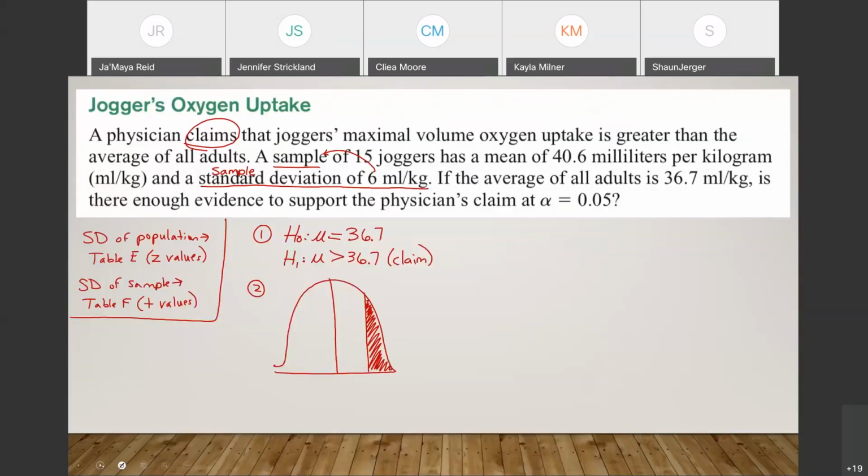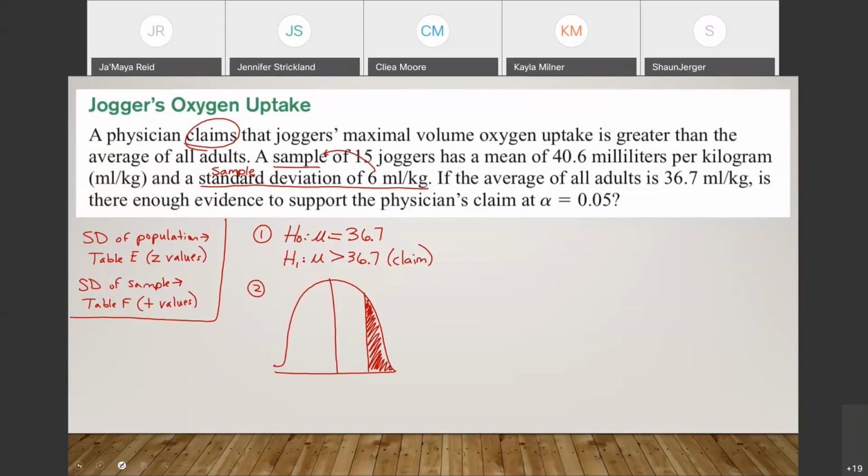Okay, so let's see where we're at. Does everybody agree that we shade on the right because it's a greater than? Yes. Okay. So it's one tail, it's 0.05, sample size is 15.